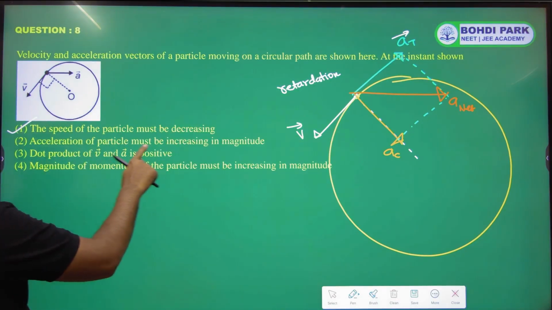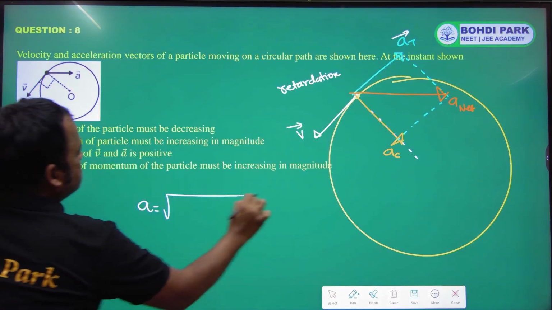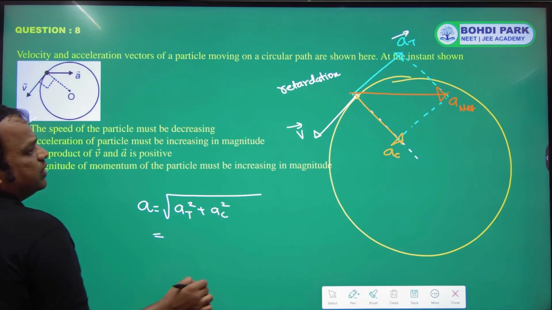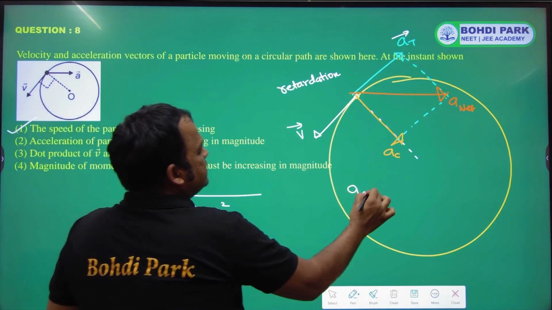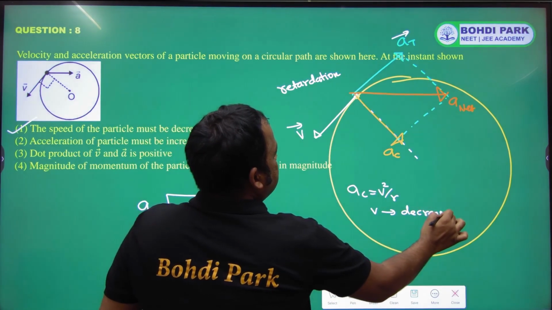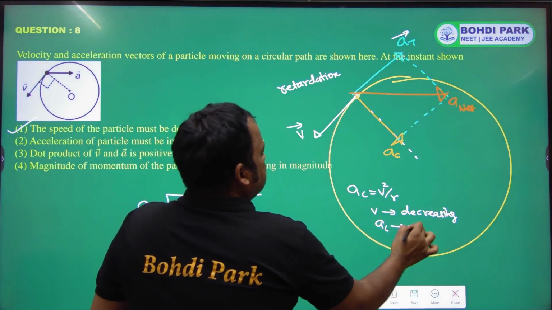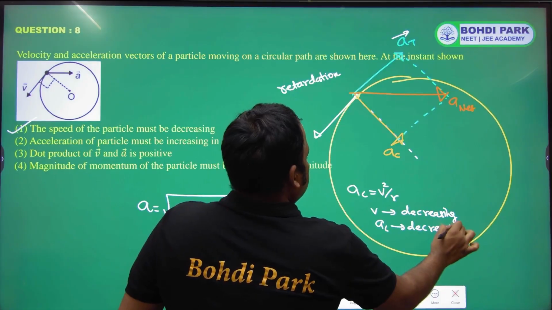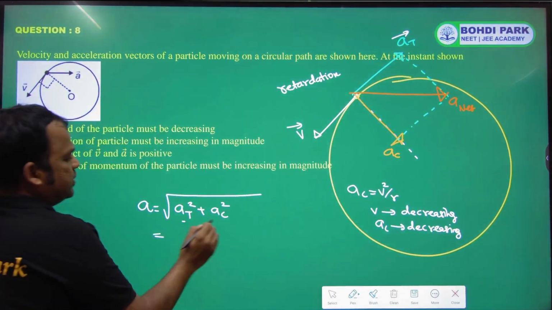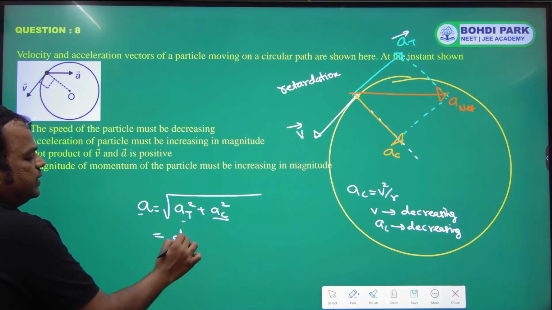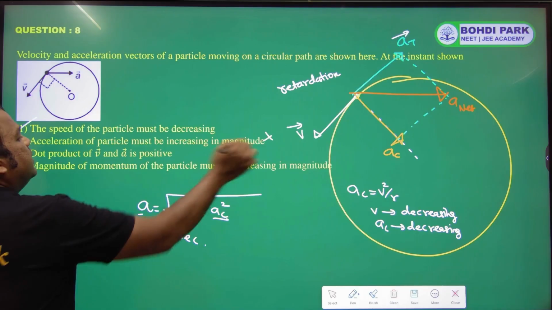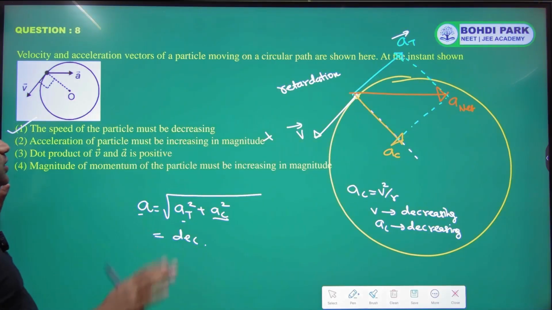Now acceleration of a particle. So acceleration of a particle is square root of AT square plus AC square. Now speed is decreasing, so AC, which is V square by R, is also decreasing. And if we assume AT is constant, so we can say AC is decreasing, so A is also decreasing. Clear? So second is wrong. It is saying must be increasing, so that is wrong.